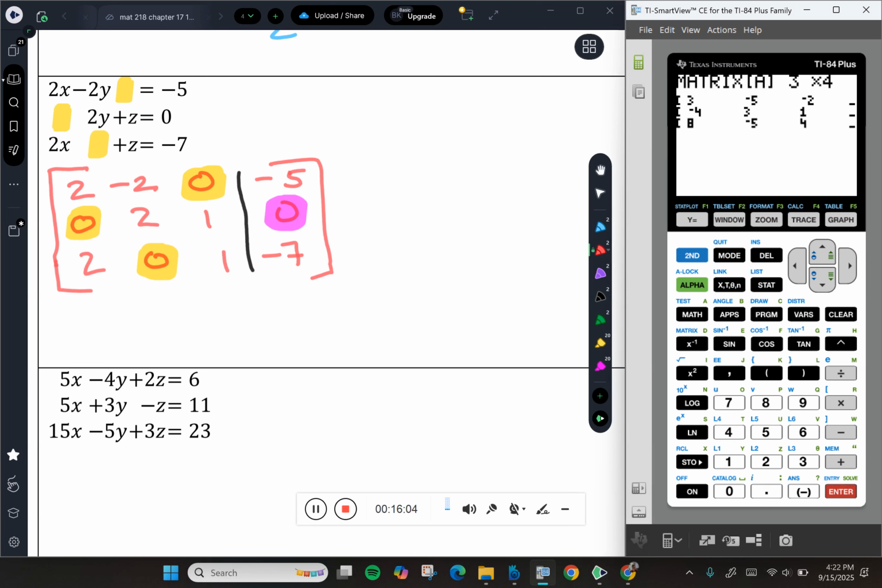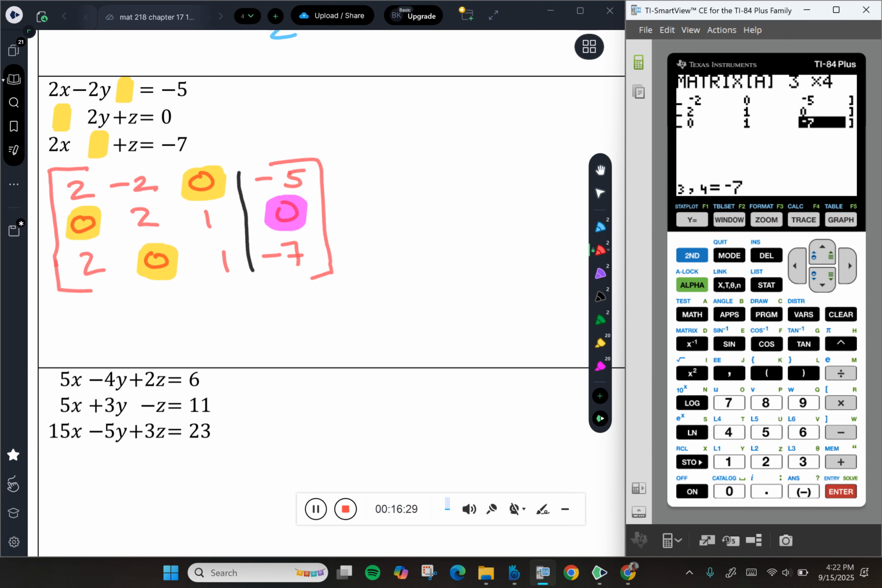This is the same size as before. It's still a 3 by 4, so I'm good there. But I need to change my entries. I've got a 2, a -2, a 0, a -5. I've got a 0, a 2, a 1, a 0 in my second row, and my third row is a 2, a 0, a 1, and a -7.